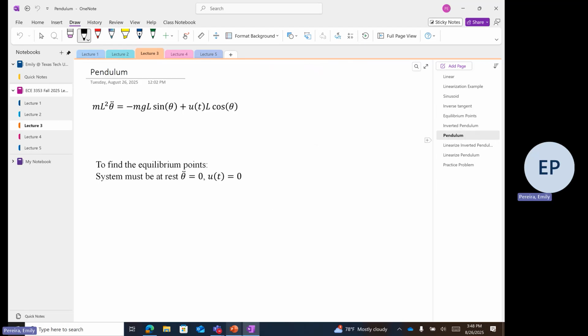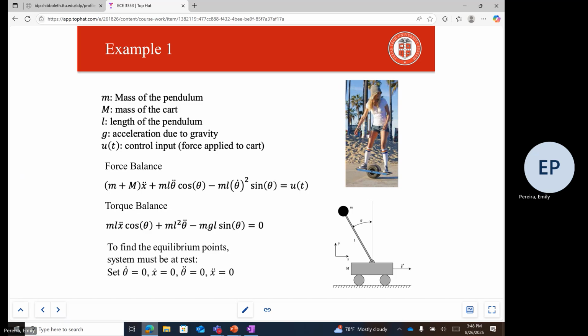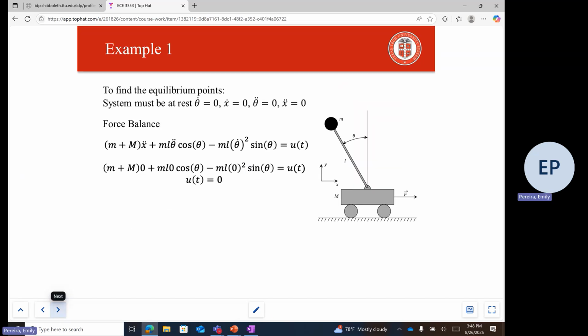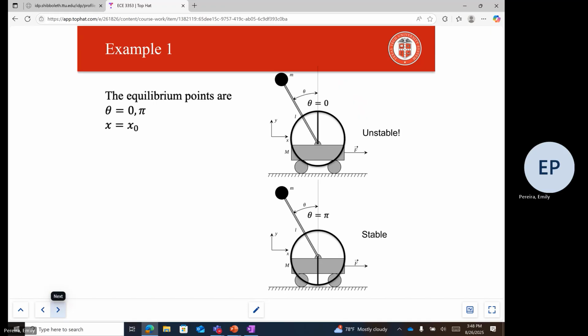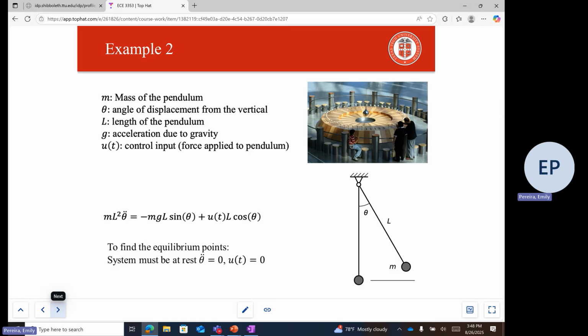All right, so another system we can think about is... Yes, exactly. So here at theta equals 0, the pendulum is upright, and here at theta equals pi, the pendulum is fallen down. Okay, we can also think about an inverted pendulum, and we can find the equilibrium points for this.